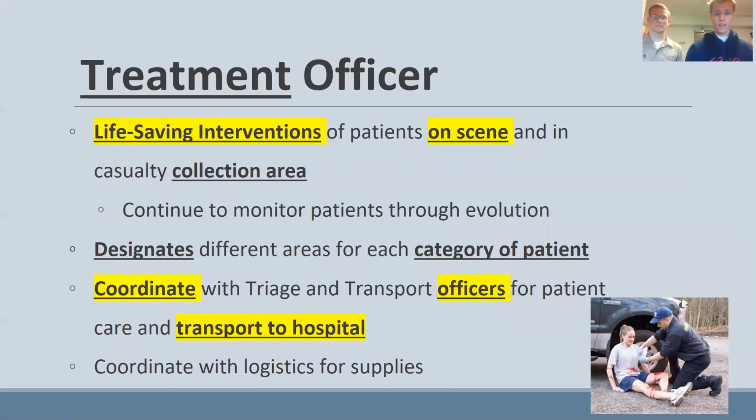The treatment officer provides life-saving interventions. So initially, be that tourniquets or stabilizing any wound they have for the patient on scene, and then in the collection point. So they continuously monitor and treat these patients, categorize them into whatever the triage officer had them originally in the tags, and they help coordinate with the triage and transport officer, loading the patient, getting them ready to go on a bus and ready to the hospital.